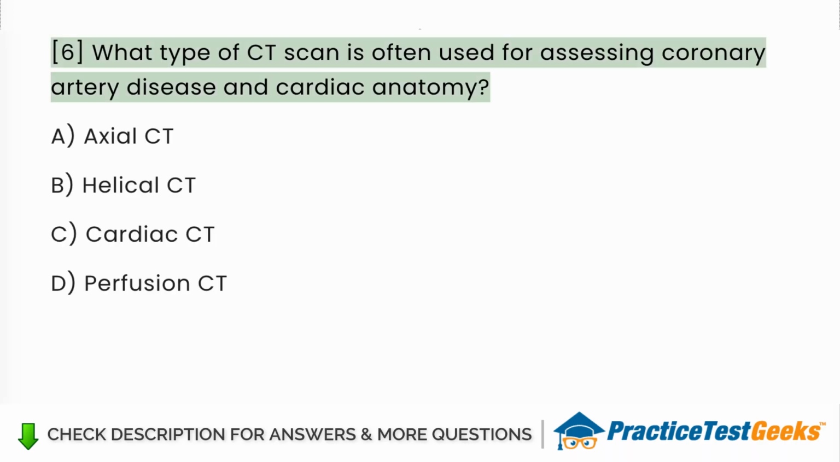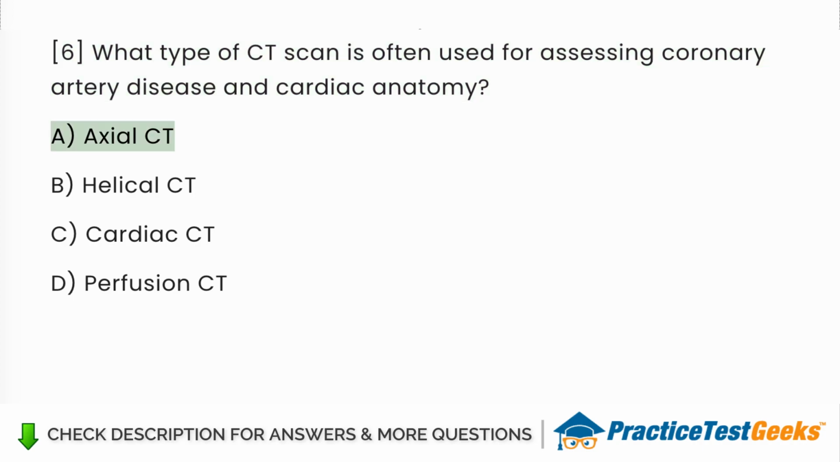What type of CT scan is often used for assessing coronary artery disease and cardiac anatomy? A. Axial CT. B. Helical CT. C. Cardiac CT. D. Perfusion CT.